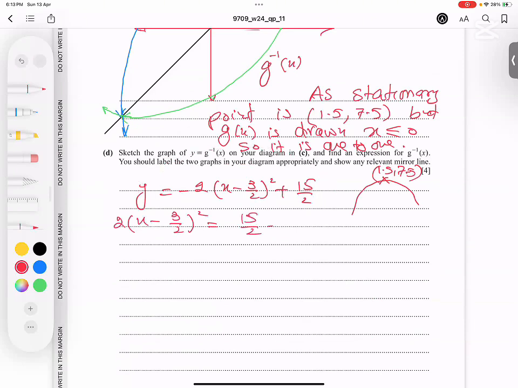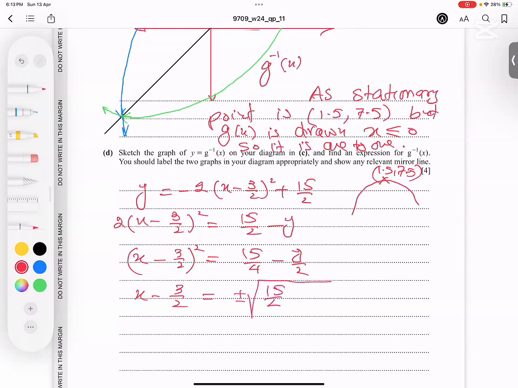15 over 2 minus y. This 2 will divide both. I will get this kind of thing. So 15 over 4 and y over 2. Take the root of both sides. I get a plus and minus.